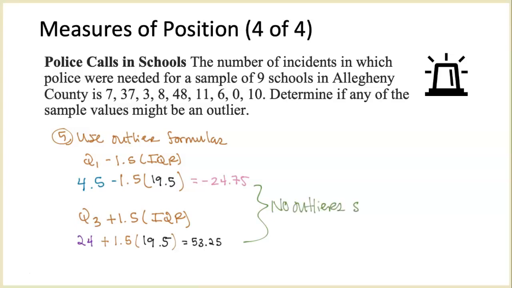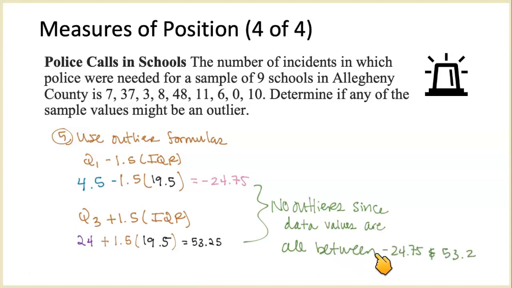Based on this information, we could safely say there is no outlier, since the data values are between those two numbers. Everything is between those two numbers, so there really isn't an outlier that we have to worry about.